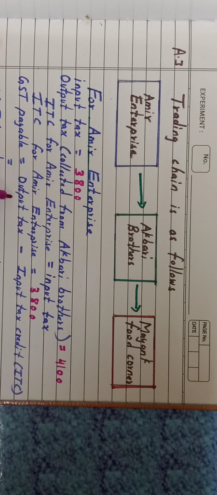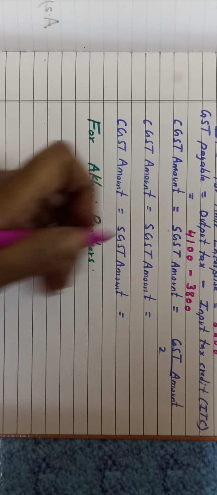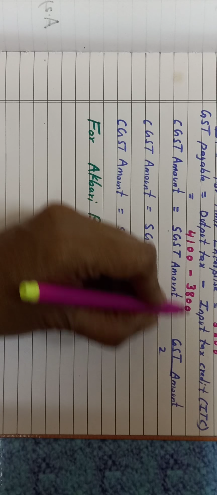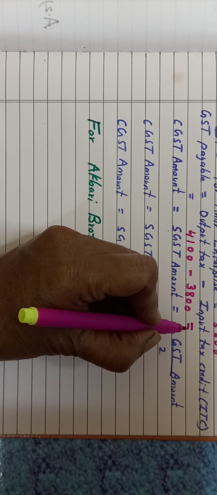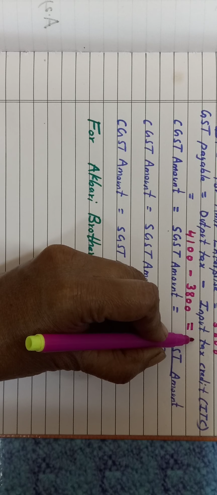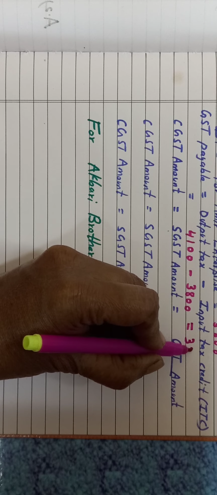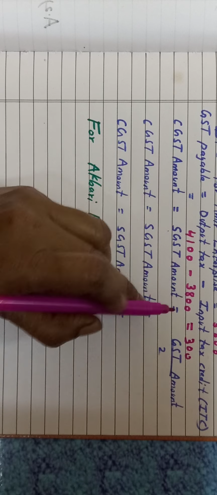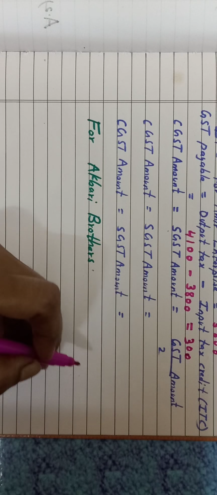So output tax is 4,100 minus 3,800. You subtract 4,100 minus 3,800, and I'll just write it down here. It is 300. So GST payable is rupees 300.